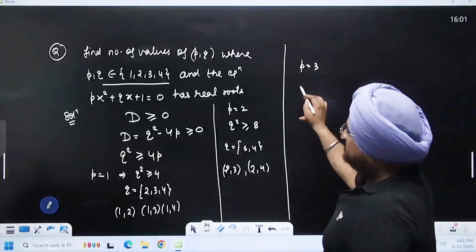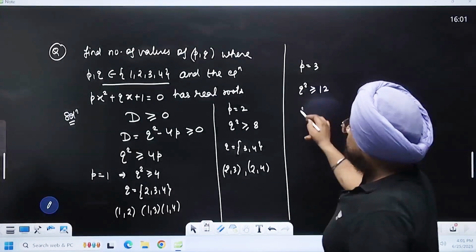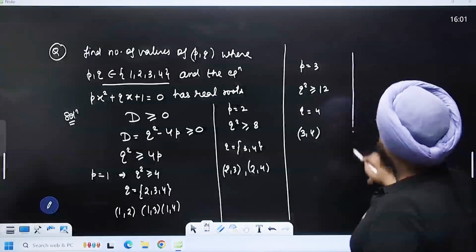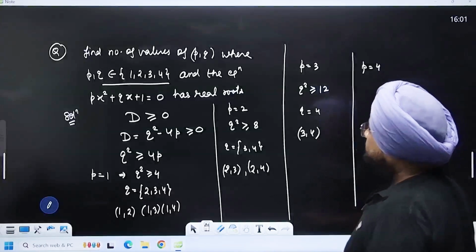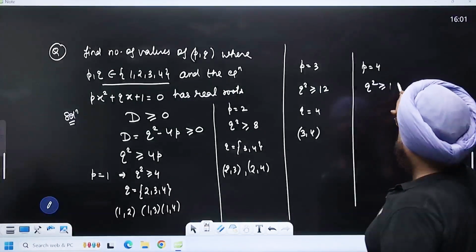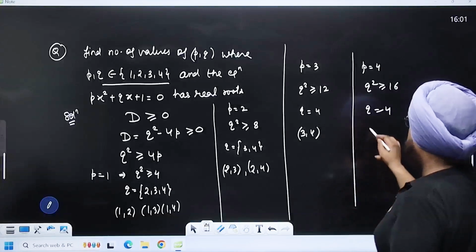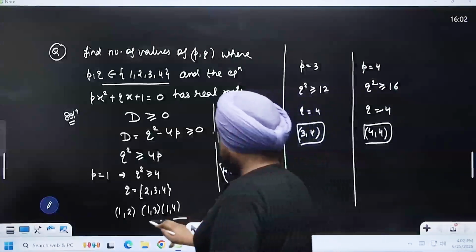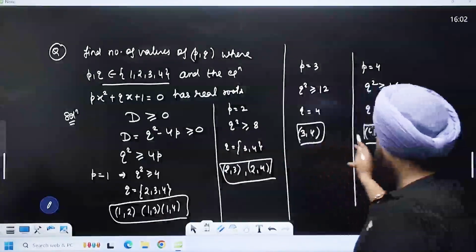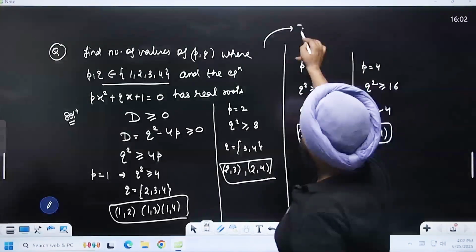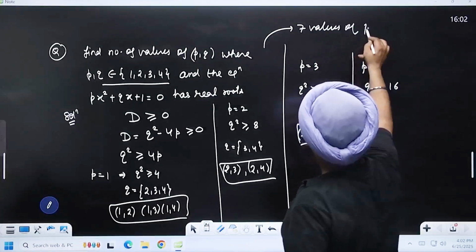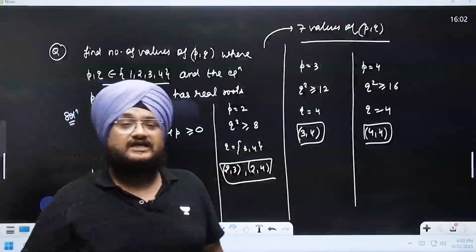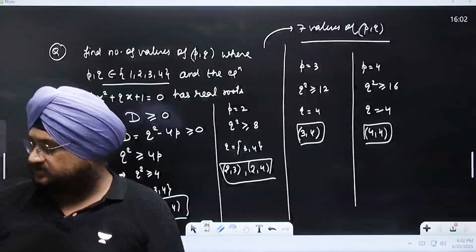Let's fix P as 3. Q square is greater than or equal to 12. Q can be 4. The ordered pair PQ is (3, 4). And last, fix P equal to 4. Q square is greater than or equal to 16. Q can only take the value 4. So the number of ordered pairs PQ comes out to be 1, 2, 3, 4, 5, 6, 7. So a total of 7 ordered pairs (P, Q) for which we will get the roots of the equation as real. So this was quite a simple problem.